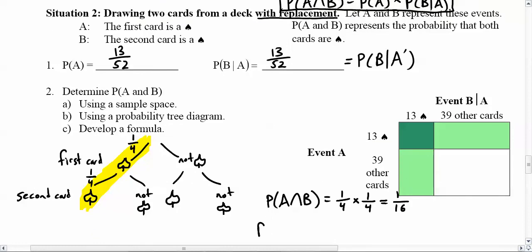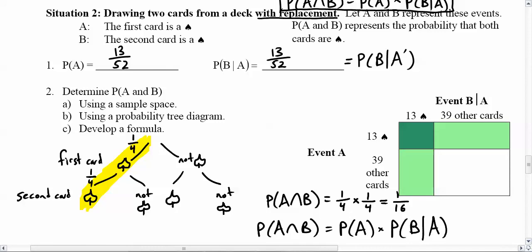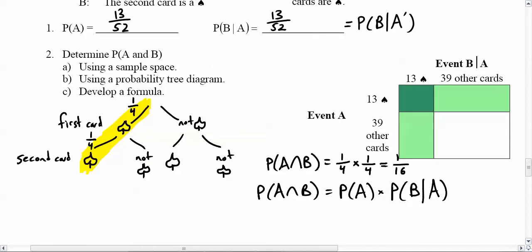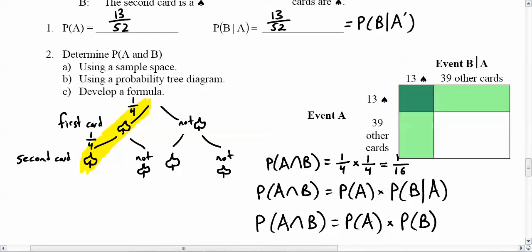And if you develop this into a formula, this is the probability that the first one happened times the probability that the second one happened, given that you know that the first one was a spade. And because these two events don't depend on one another, P of B given A is P of B. It doesn't actually matter if A happened or A didn't happen. That probability doesn't change because we put the card back.